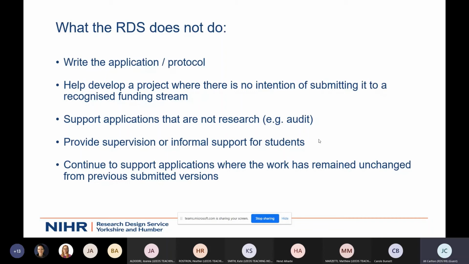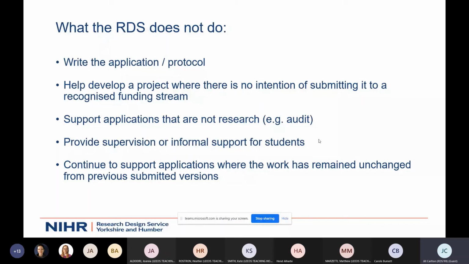The RDS supports funding applications for a whole host of streams, but there are some that we don't cover, and there are details on our website about which funding streams we do support and which we don't. We don't support applications that aren't research, so we don't really support audit, but we can signpost you to people who might be able to help you with that.